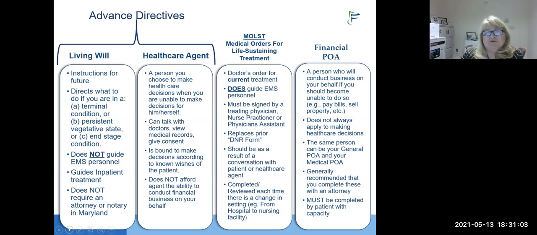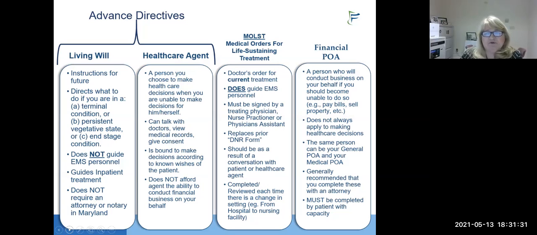So doing both is really the best practice, because that way you'd have somebody that they can go to to answer those questions. And we'll talk a little bit about choosing a healthcare agent in a few minutes. And then a financial power of attorney is a person who will conduct business on your part. They would be able to pay bills for you, sell property for you if you're unable to do so. So that's the biggest difference between the financial and the healthcare agent.